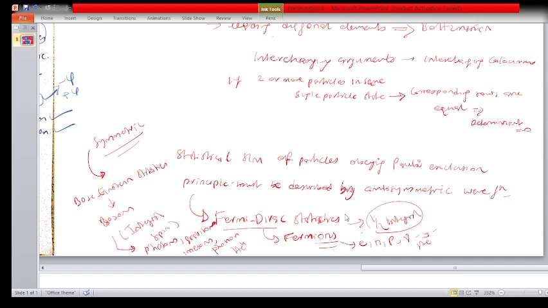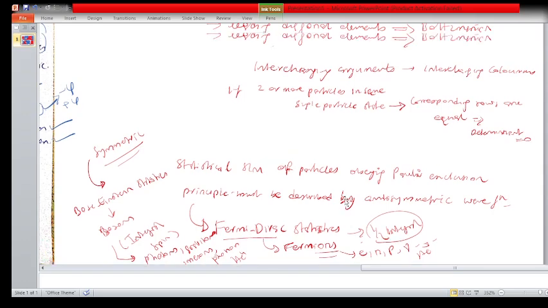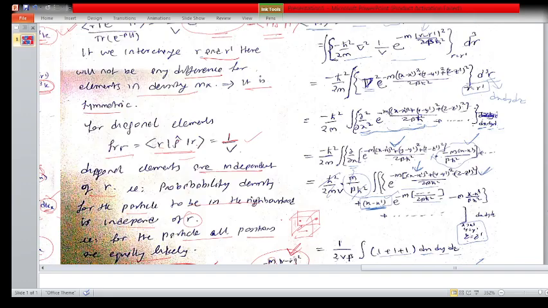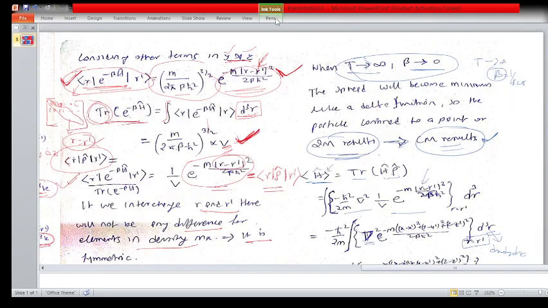All the particles which have an antisymmetric wave function obey Fermi-Dirac statistics, and they are called fermions. All the particles represented by a symmetric wave function obey Bose-Einstein statistics, and are called bosons. So that's all about indistinguishable particles, and we will take the next section in the next class.